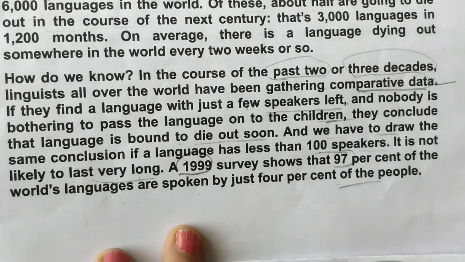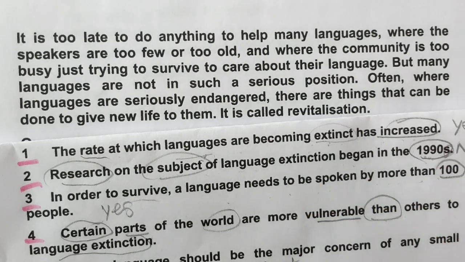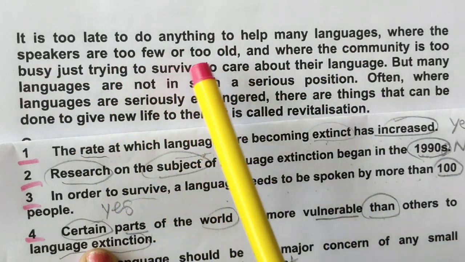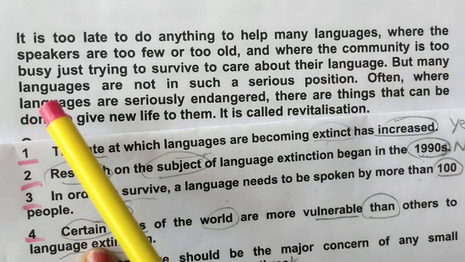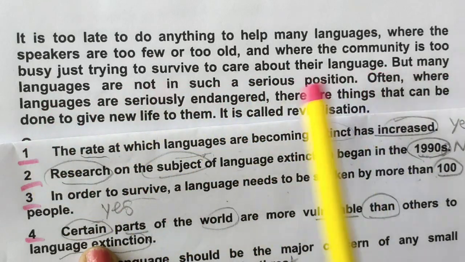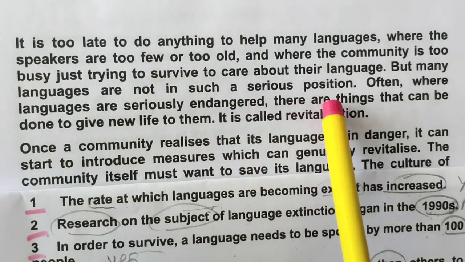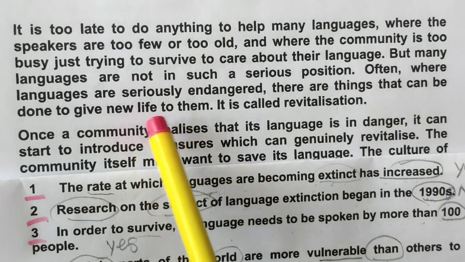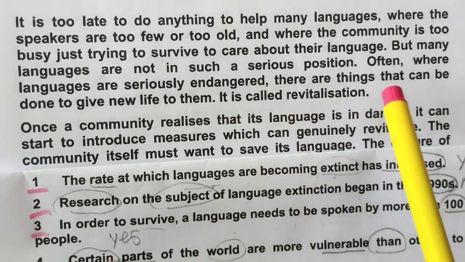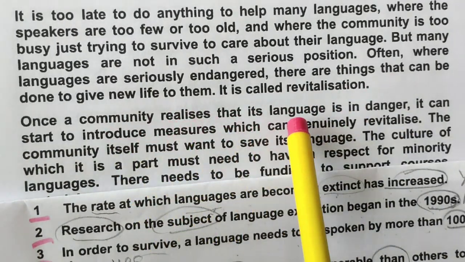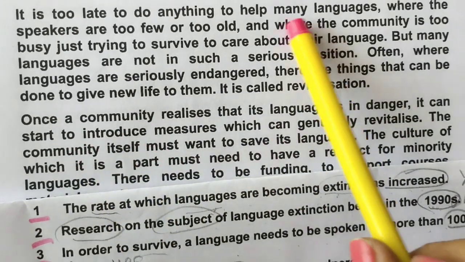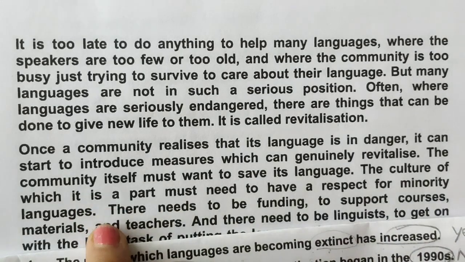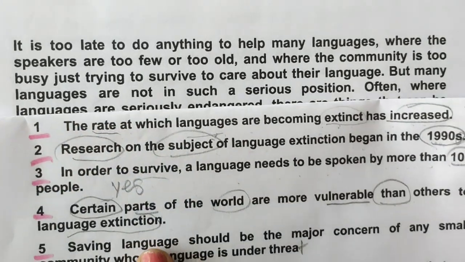Let's move to the next paragraph. So the next paragraph is this. You can see we are looking for certain parts. Help many languages where the speakers are too few or where the community is too busy just trying to survive to care about language, but many languages are not in such a serious position. Often where languages are seriously endangered, there are things that can be done to give new life to them. It is called revitalization. Once the community realizes that its language is in danger. So in this full paragraph it is not there, and here also they are not talking about anything relating to certain parts.